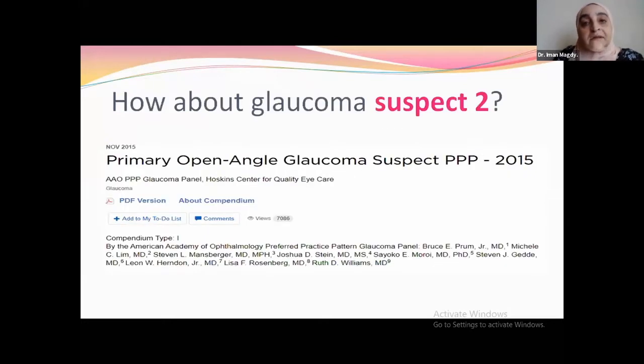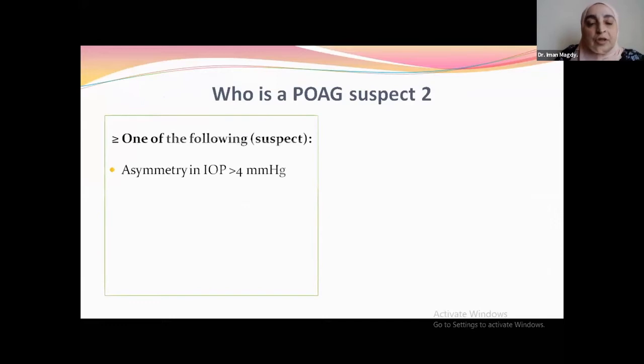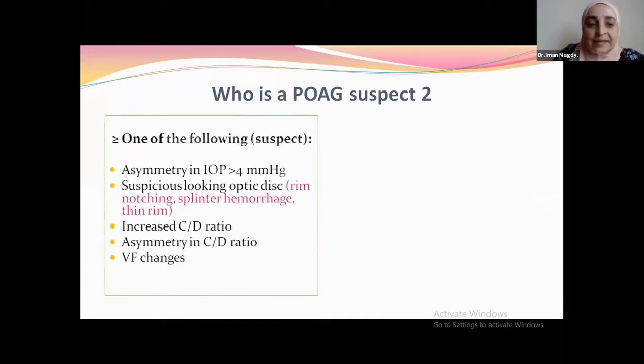Okay, how about glaucoma suspect type 2? Here, I depended on the American Academy preferred practice patterns. I know that there is not a solid consensus about the glaucoma suspect, but most papers and guidelines agree that a primary open-angle glaucoma suspect should have one of the following: asymmetry in intraocular pressure of more than 4 millimeters of mercury between the two eyes, not necessarily high pressure, but asymmetry in pressure; a suspicious looking optic disc, whether rim notching, rim thinning, splinter hemorrhage, cupping, of course increased CD ratio, especially the vertical CD ratio; asymmetry in CD ratio; and early or some visual field changes.